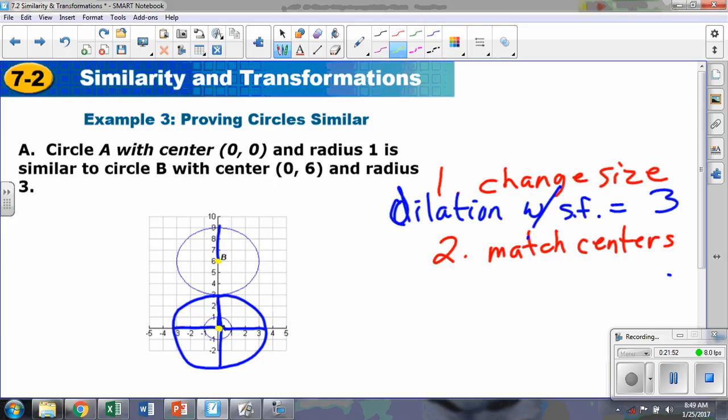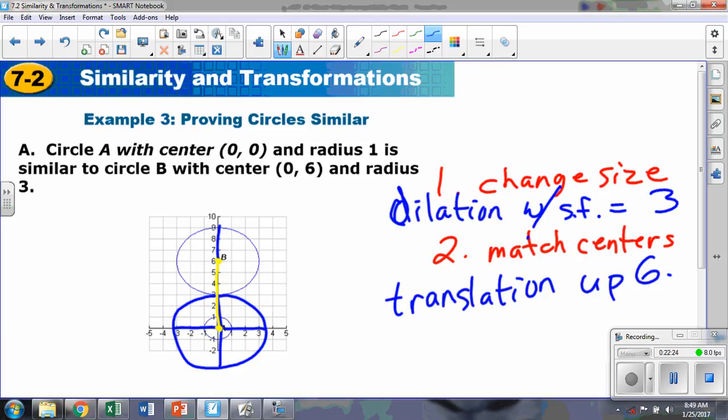Well, the centers need to match. So how do I move from my current pre-image center to the image one? 1, 2, 3, 4, 5, 6. And I'm fortunate that I don't need to go left or right at all, so I can simply say translation up 6. There. Now they're on top of each other, showing that they're similar.